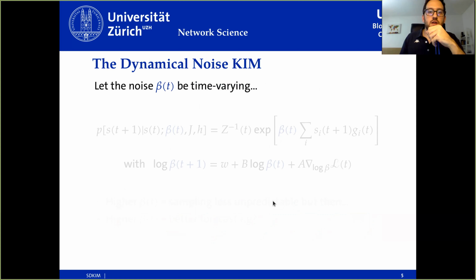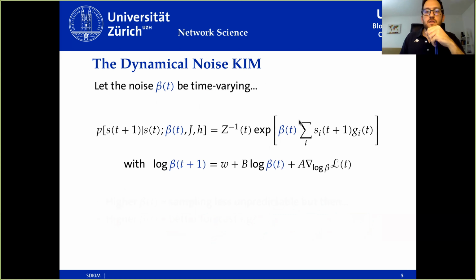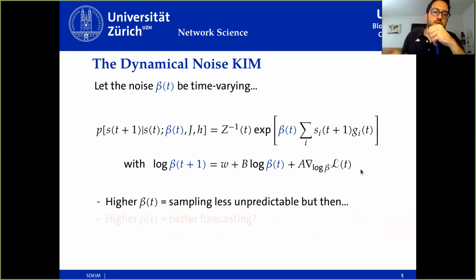So how does this apply to the kinetic Ising model in particular? The first thing that we do is we let the noise be time varying. So we give score-driven dynamics to the beta parameter, and in particular to the logarithm of beta, because we want beta to be positive; it doesn't make sense to have a negative value of beta. The interpretation is that at higher beta you will have a lower entropy of the model, so the sampling would be less unpredictable. But can you also do better forecasting when beta is higher? Are your forecasts more reliable, more accurate? Well, the answer is actually yes.